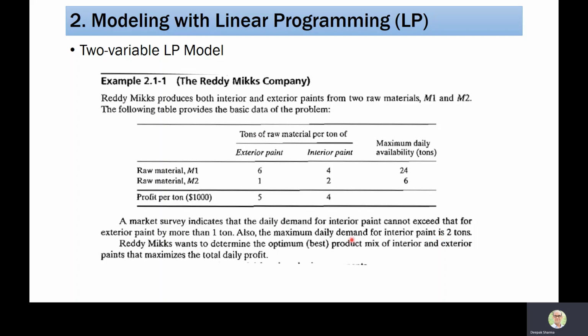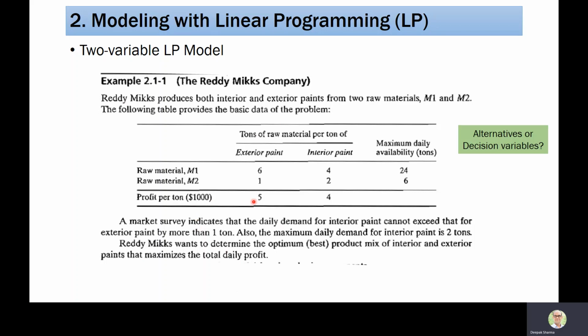than 2 tons. Now Ready Mix wants to determine the optimal, that is the best, product mix of interior and exterior paint that maximizes the total daily profit. Now here, if you look at the table, we have to understand what could be our decision alternatives. One guideline to understand it is to read the objective function. We will be maximizing the total daily profit.